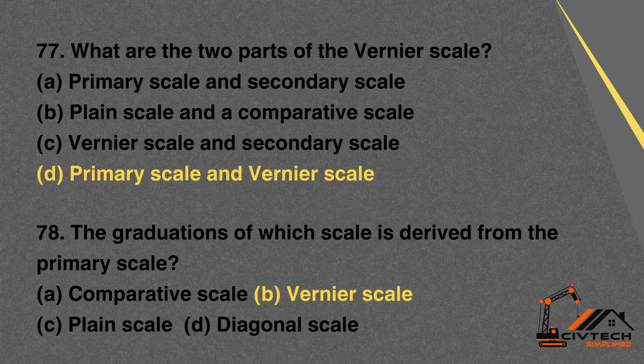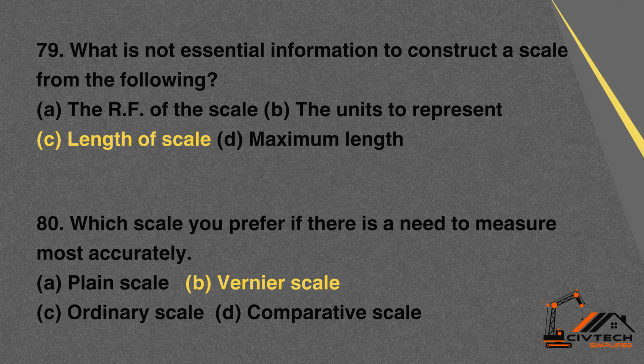78. The graduations of which scale is derived from the primary scale? A. Comparative scale. B. Vernier scale. C. Plane scale. D. Diagonal scale. Correct option B. Vernier scale.